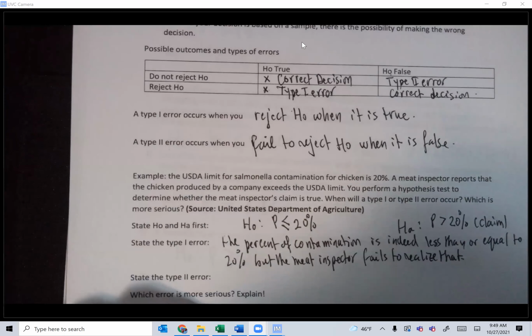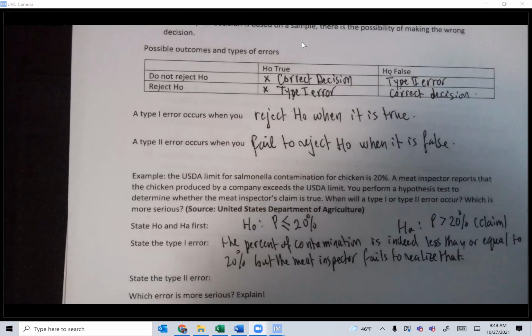If he goes to a meat market, the level of contamination is 20% or less, they're good, but the meat inspector makes a report that it is more than 20%. What will happen to the meat on the shelves there? What would he order the company to do? If he tells the supermarket or the meat marketplace that you have a level of contamination of more than 20%, what's the action that the business has to take right away?